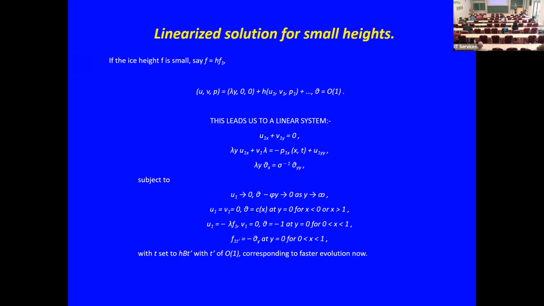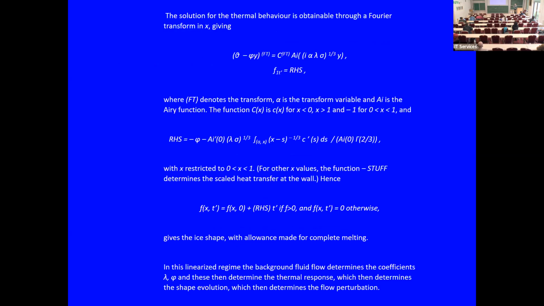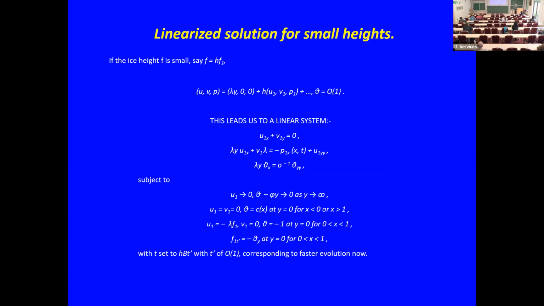In the momentum equation, u du/dx becomes lambda y du/dx, v du/dy becomes v lambda, and the rest is the same. And in the temperature equation, u d theta/dx becomes lambda y d theta/dx. The v term is negligible, and there we are. Okay, so that's a linearized system now.